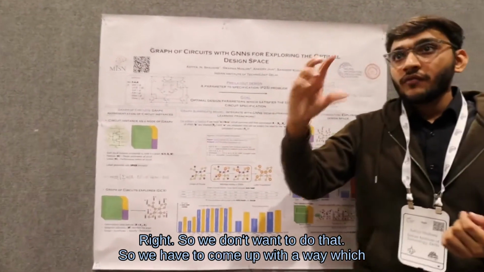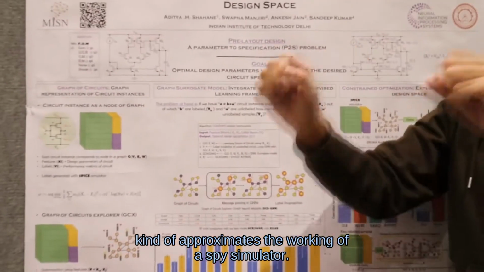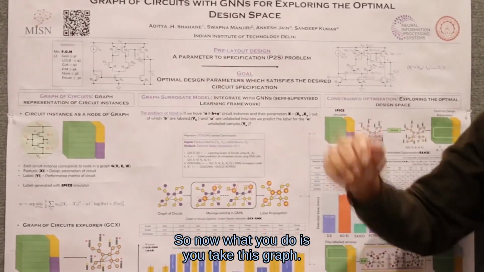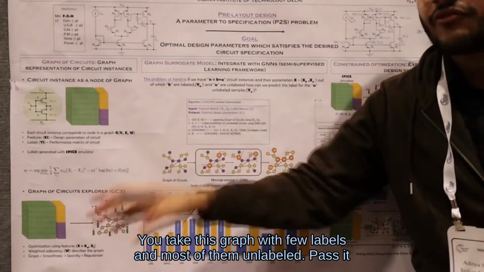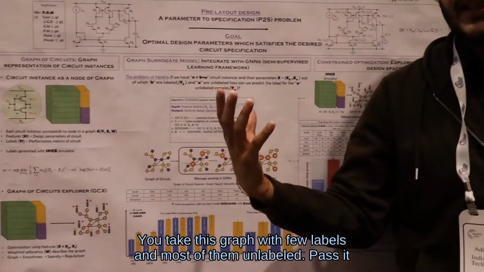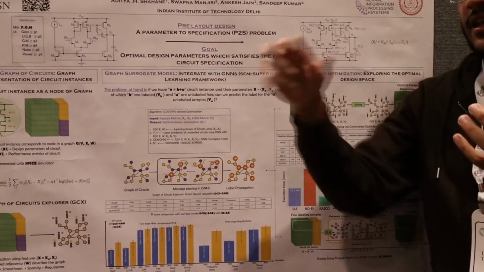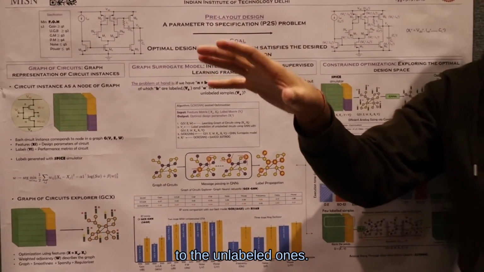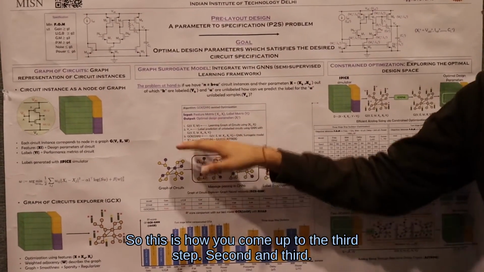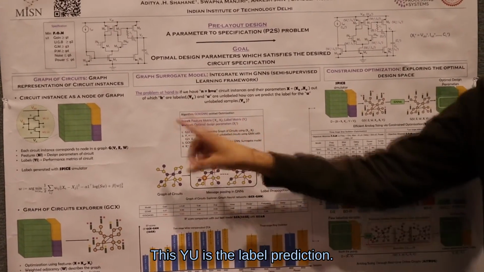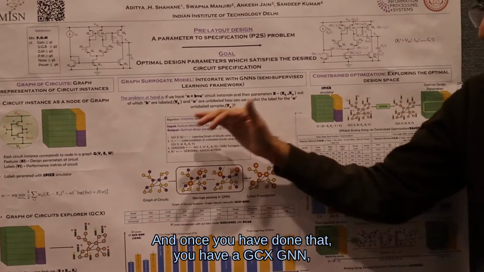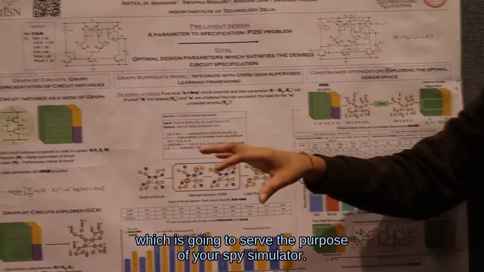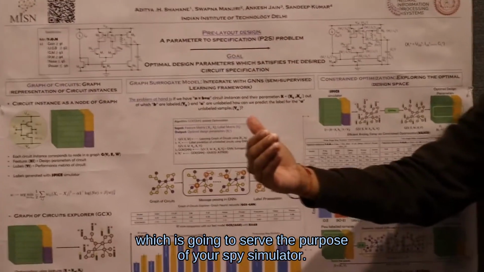So we have to come up with a way which approximates the working of a SPICE simulator. And that is done by this graph surrogate model. So now what you do is, you take this graph with few labeled and most of them unlabeled, and pass it through a GNN. The GNN will train only on the labeled sample sets and do the label prediction corresponding to the unlabeled ones. So this is how you come up to the second and third steps. This YU is the label prediction, which you can see over here. And once you have done that, you have a GCN GNN, which is your graph surrogate model, which is going to serve the purpose of your SPICE simulator.